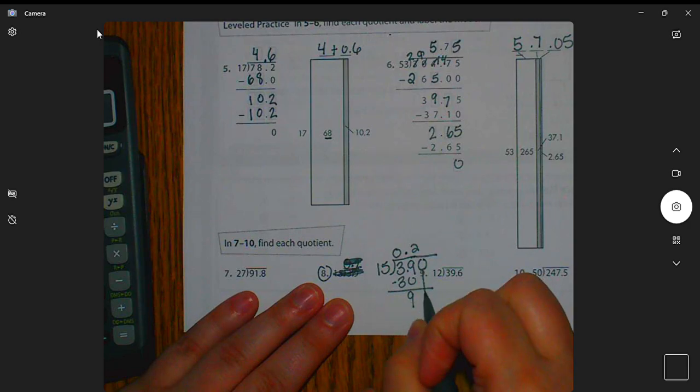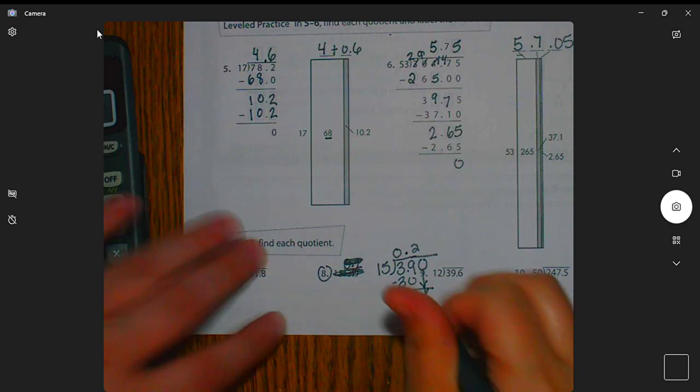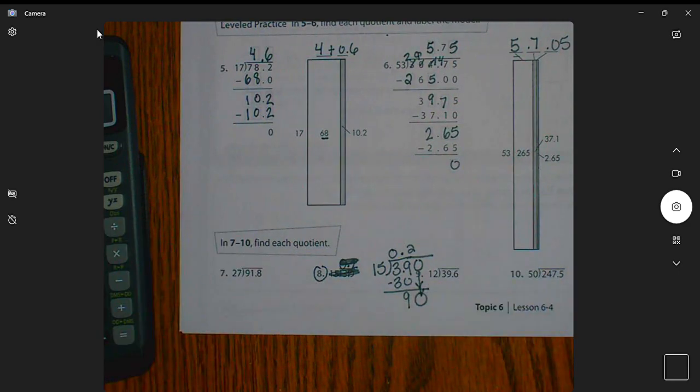You have to go until you zero out. So sometimes you may have 2 or 3 places behind the decimal. Can 15 go into 90? Yes. I know that on a clock, 15 times 4 is 60. That's not quite close enough. Can I do 15 times 5?